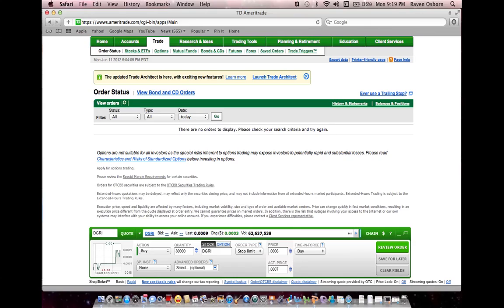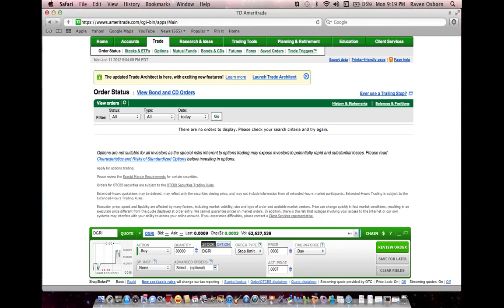And what you want to do here is set your activation price a little bit higher than the price that you want to actually execute it at right here. So activation price is at 0.0007. So once it hits 0.0007, it's going to activate my limit order at selling at 0.0006.